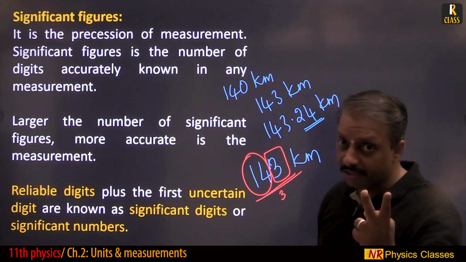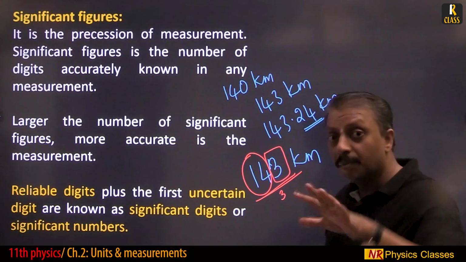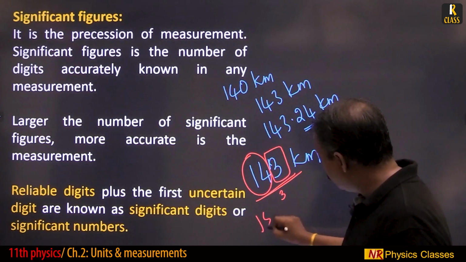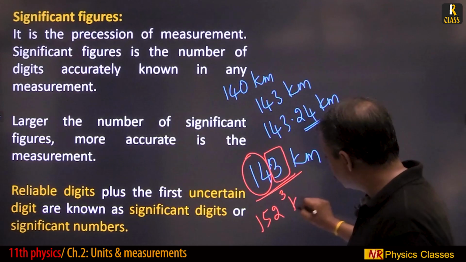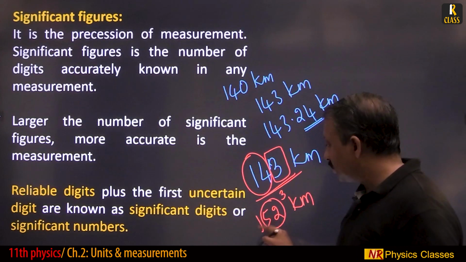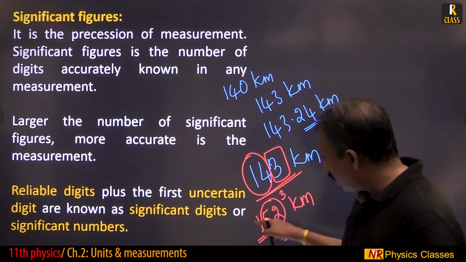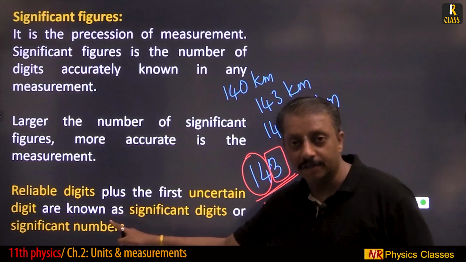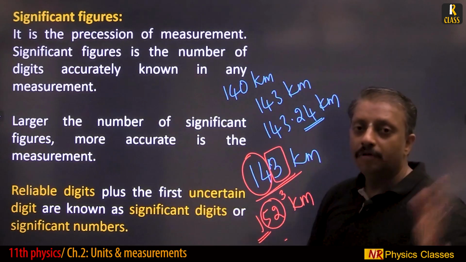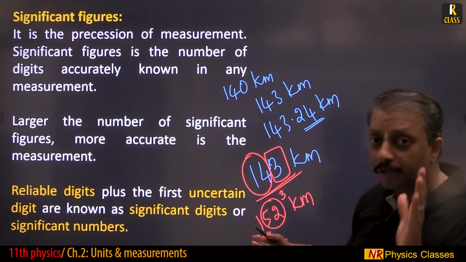There could be two uncertain digits. It means in some other method, if this measurement is 152 kilometer, then these two digits are uncertain digits and this is the reliable digit. So including uncertain and reliable, the number of significant figures is counted. Fine. That's according to these two statements. Now let us find the significant figures of different numbers along with rules.